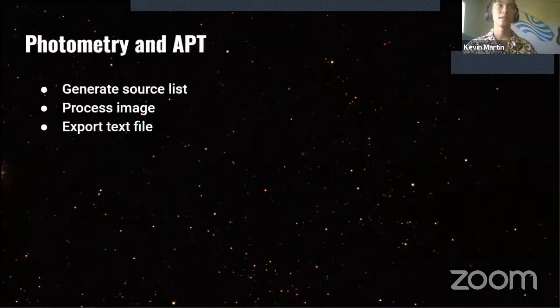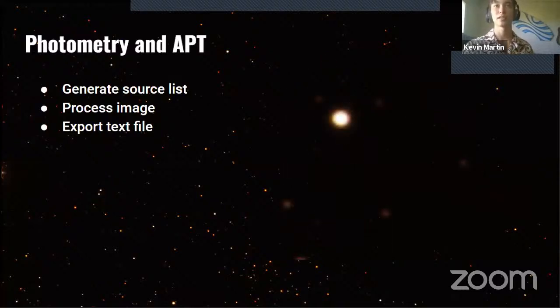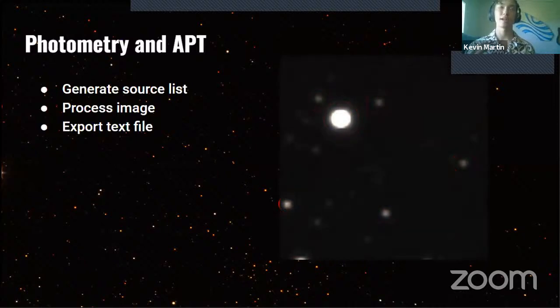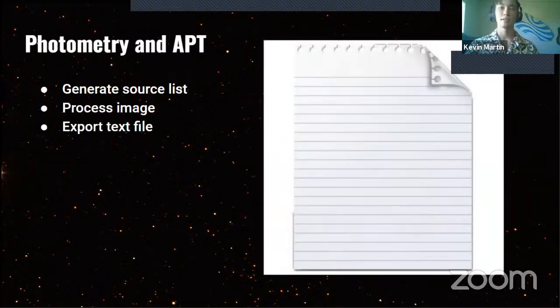So the first thing we did is we had to generate a source list. If you see this image from the telescope, generating a source list is basically finding all the points in the image where the stars are so that we know what to analyze. Then we process the image, which is basically associating a number to each point. And then we can export that as a text file. So you can have a big list of all the data points, and that makes it easy for our programming to read the data.